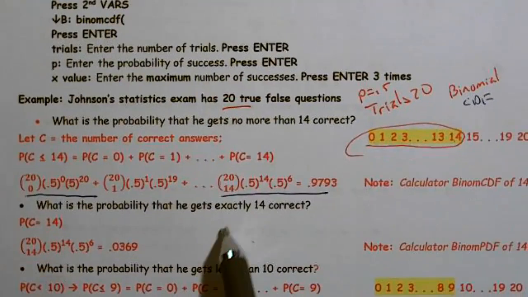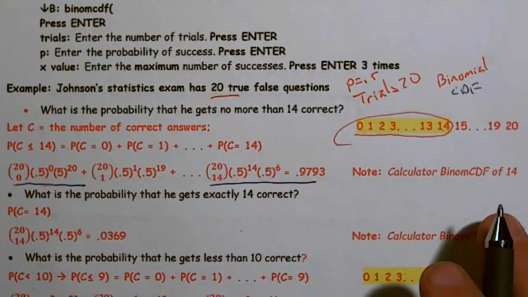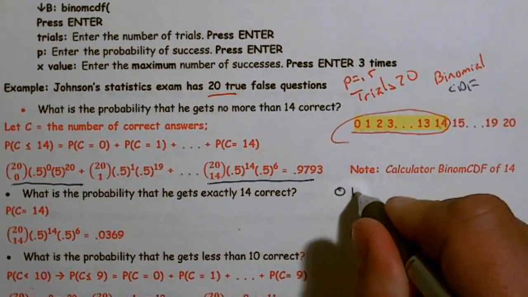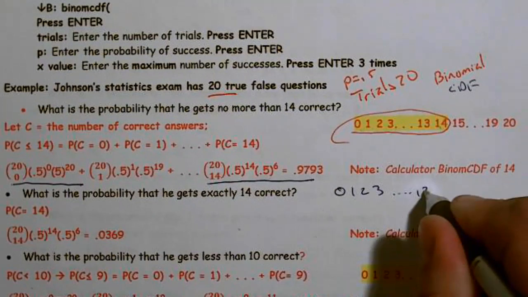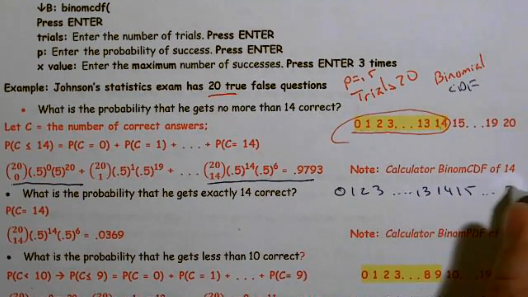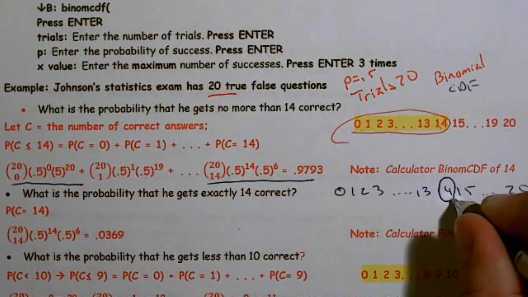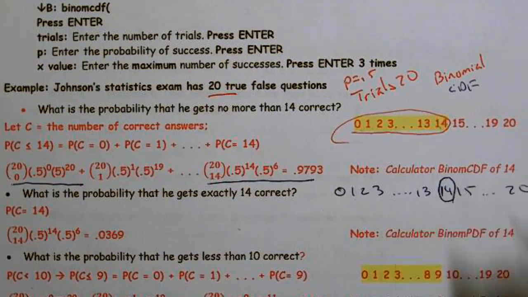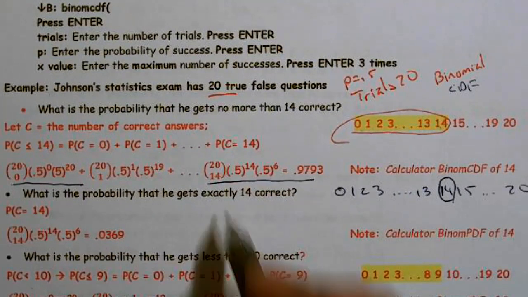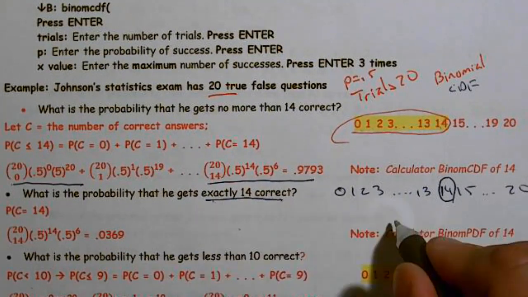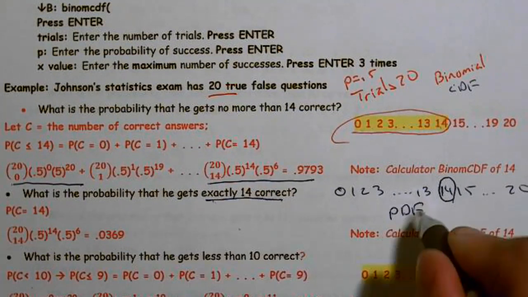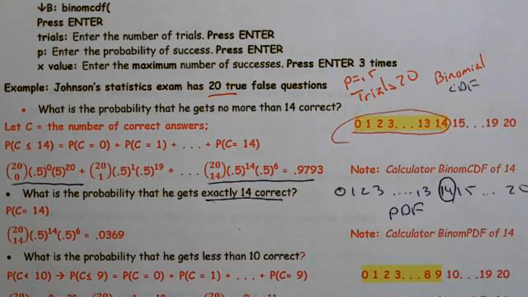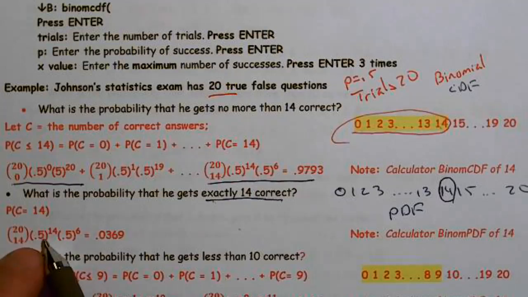The next thing says, what's the probability he gets exactly 14 questions correct? So if I make my number line 0, 1, 2, 3, dot dot dot, 13, 14, 15, dot dot dot, all the way to 20, I'm only circling one number. I'm only circling 14. If I'm circling a singular number, I'm looking for an exact number, this is a PDF. So a singular value is a PDF. So 20 choose 14, 0.5 to the 14th power, then 0.5 to the 6th. This is my probability of correct, probability of wrong. 14 and 6 add up to 20.